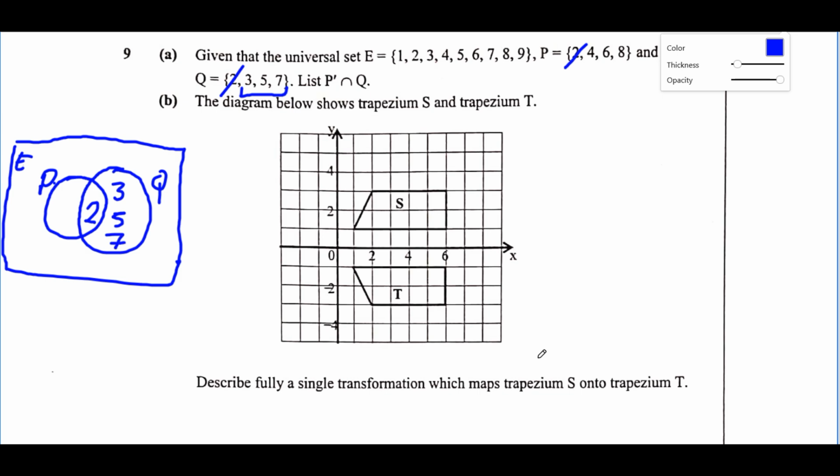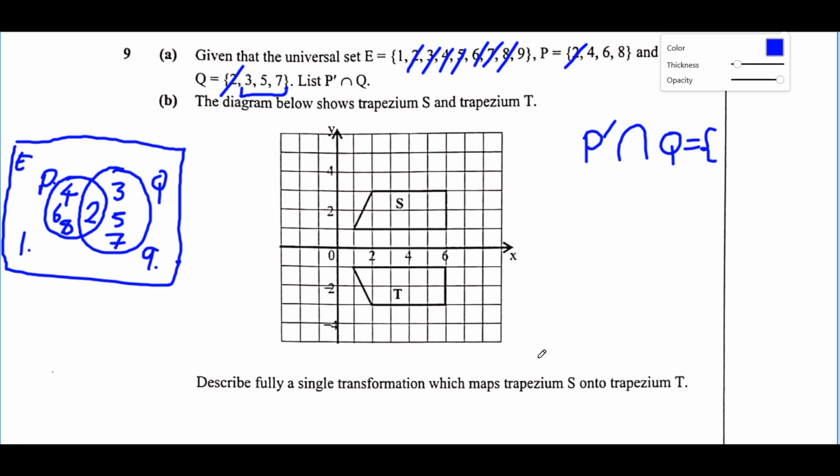Then this one will be 4, 6, 8. So if we cancel 2, 3 is gone, 4 is gone, 5 is gone, 6 is gone, 7 is gone, 8 is gone. So the 9 will be written on the outside, same as 1. Now after this is done, remember our task is to list P complement intersection Q. So this simply means that all the elements of P must not be part of our solution.